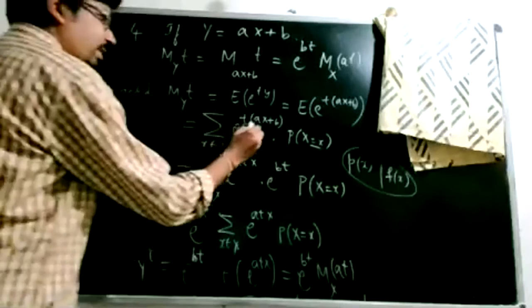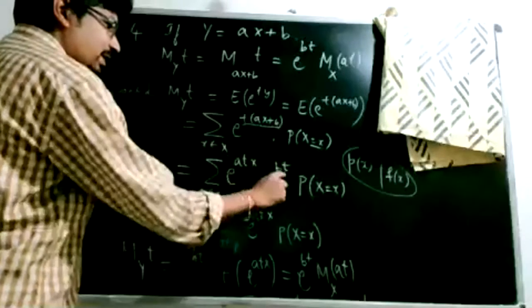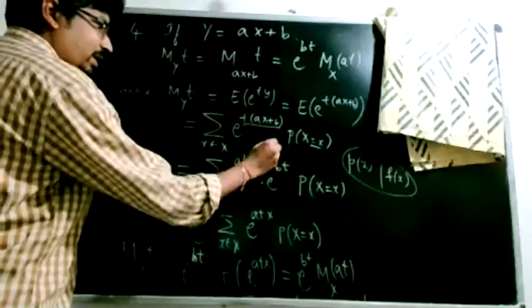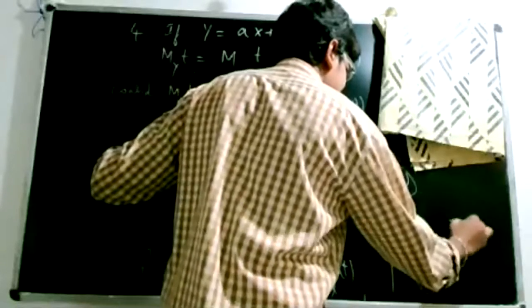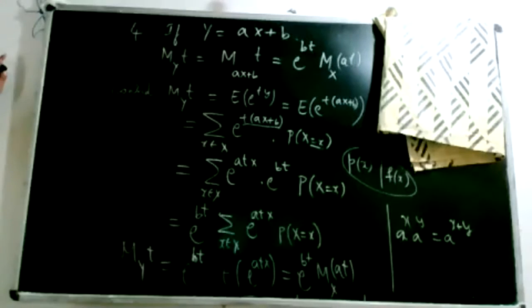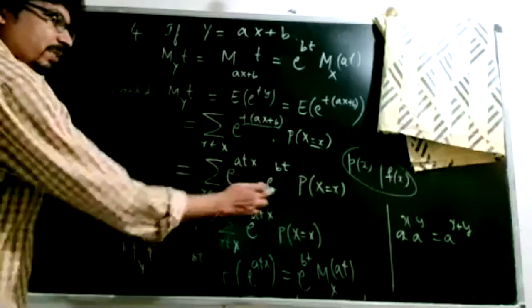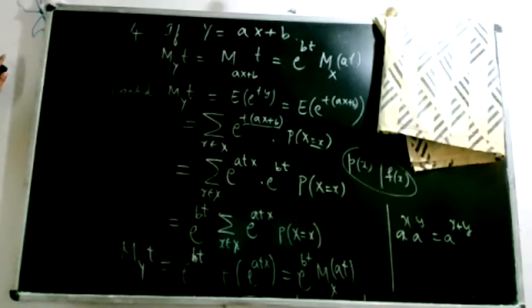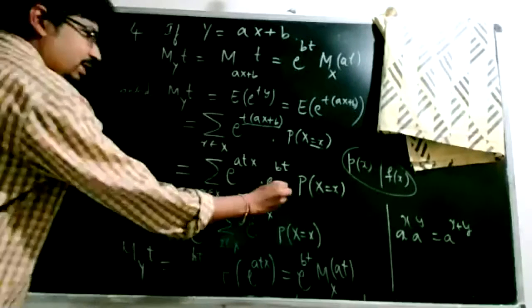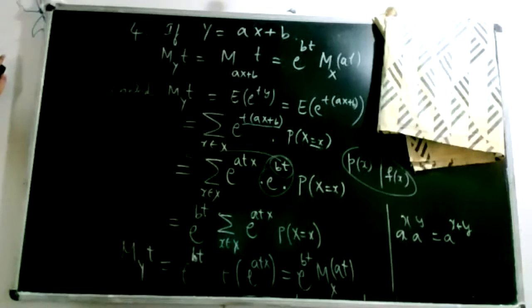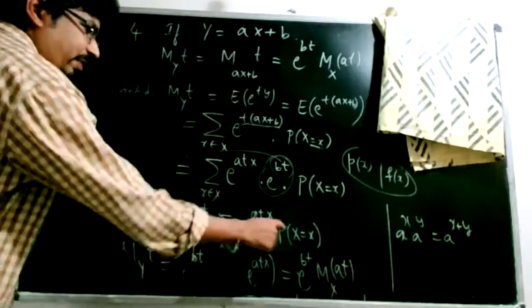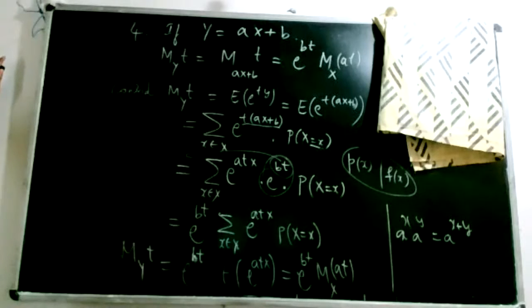Here we multiply t inside, so we get tax plus tb. When we split it, the sum becomes a product, because we know that a power x into a power y, when the bases are same, the powers get added up. So e power tax plus tb can be split into e power tax into e power bt. Now bt is independent of x, so that whole thing is taken outside the summation sign. I'll be left with just e power atx into px, which is the definition of expectation of e power atx, or the MGF of x with at.